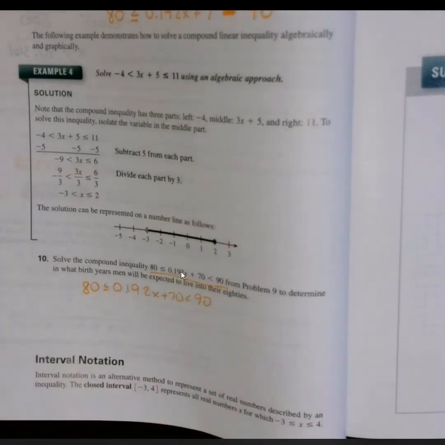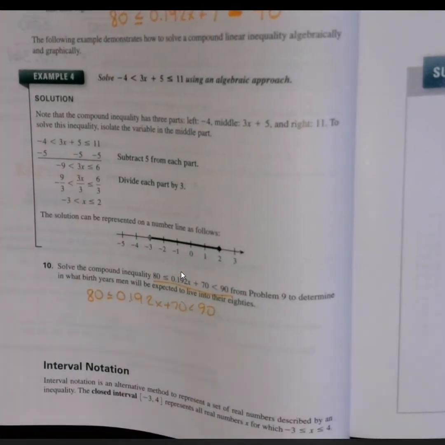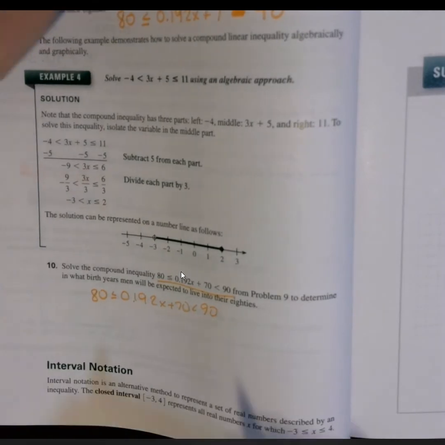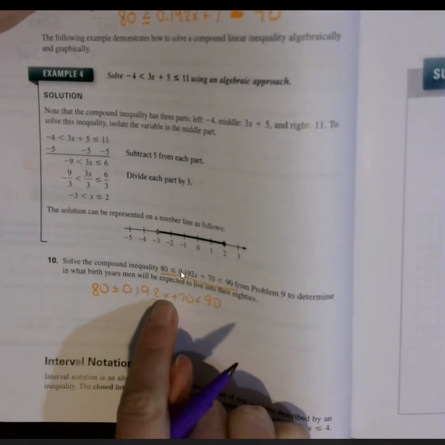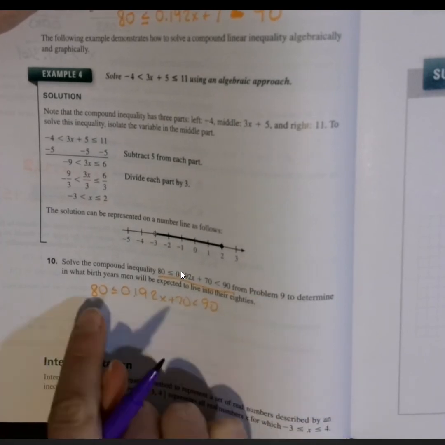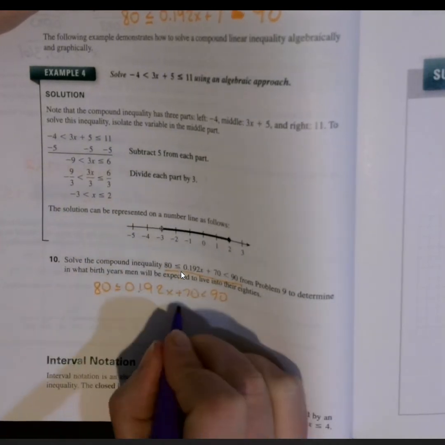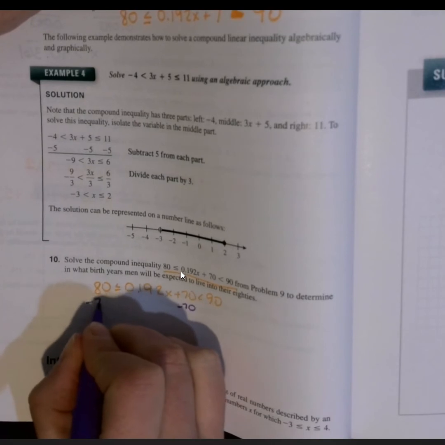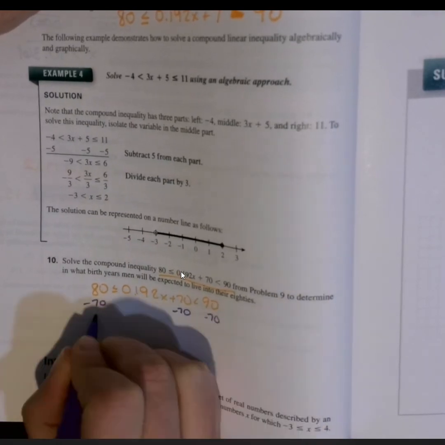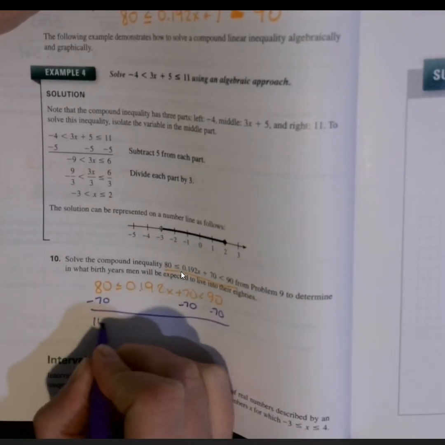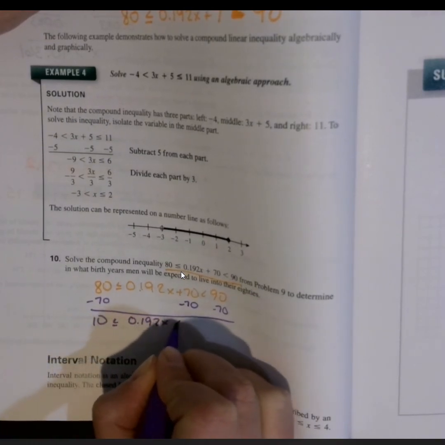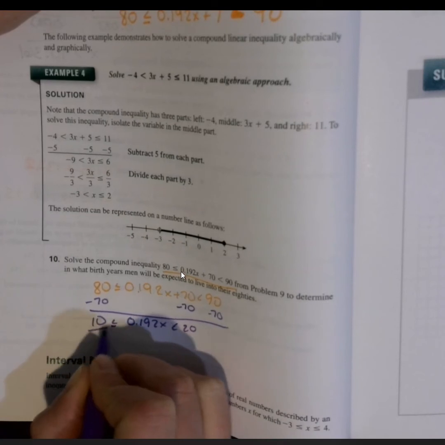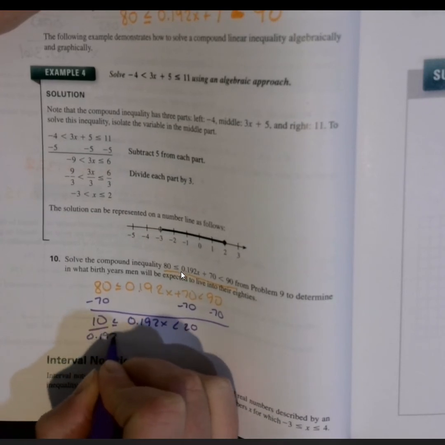All right, when I solve this, I need to get x by itself. And since the x is in the center, I'm going to work away from it. Whatever I do to the middle, I have to do to all 3 sides. This is an inequality with 3 sides. So if I subtract the 70, I have to subtract the 70 from all 3 sides. So I'll have 10 less than or equal to 0.192x less than 20. And then we're going to divide by the 0.192, again, all 3 sides.